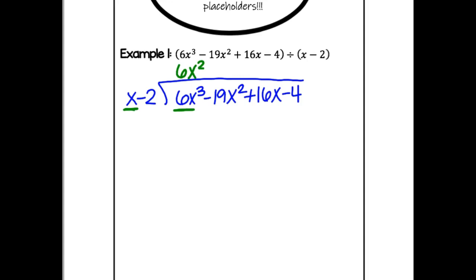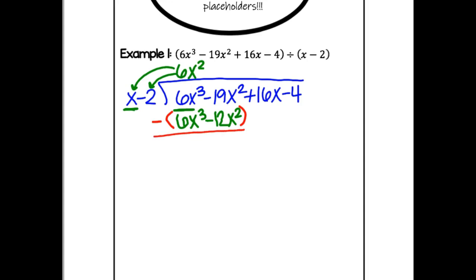Then I say, well, I multiply through. I multiply here, I multiply here, like a distributive property. So 6x squared times x is 6x cubed. 6x squared times negative 2 is negative 12x squared. Here's what I was talking about with the distribution. I am really subtracting all of this. So when I subtract, I have to distribute that negative sign.